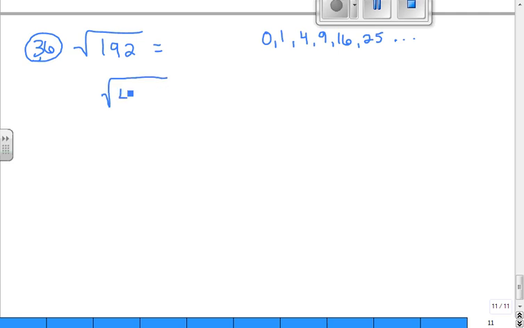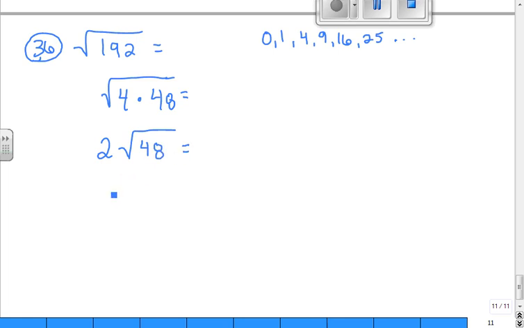So we have 4 times 48. Now the square root of 4 is just 2, so it comes to the outside. And we're left with the square root of 48.